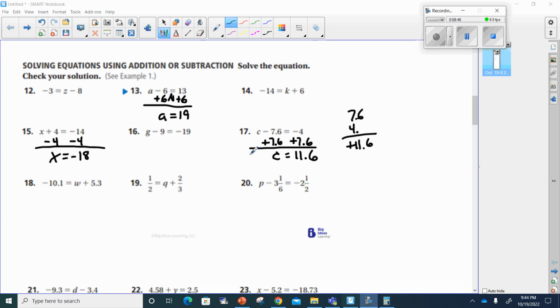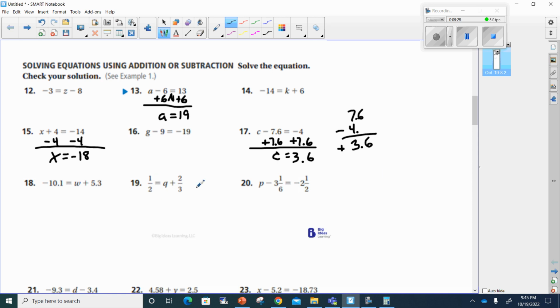And let's see, number 19. Oh, wait a second. I just realized a boo-boo I did here. My signs are different. So I find the difference. I'm going to subtract 4 from 7.6. I apologize for that. I added instead of subtracted, didn't I? All right, so that means this would be 3.6. And I keep the sign of the bigger number. The bigger number was positive. So this answer should not be 11.6. It should, in fact, be 3.6.